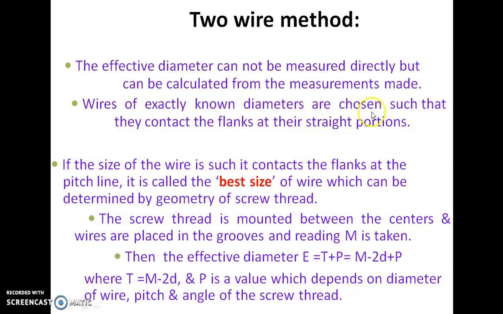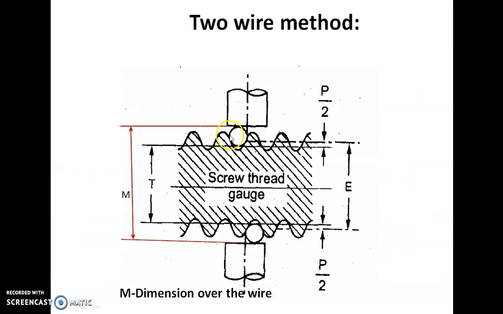Wires of exactly known diameters are chosen such that they contact the flanks at their straight portions. So for this we need the best wire size. A screw thread is mounted between the centers, the wires are placed in the grooves, and first we have to take the reading M by placing the wires.